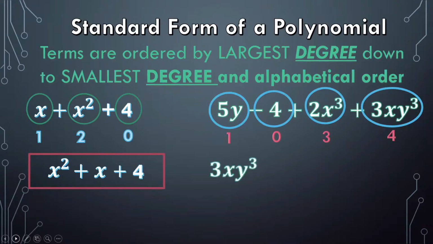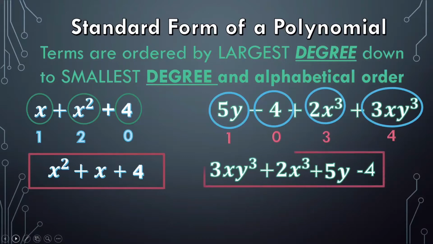So I'm going to start with 3xy cubed. Then I'm going to go with my 2x cubed, my 5y. But when you write this 4, it needs to be minus 4 because in the original, it was minus 4. So when we're moving them around, you want to make sure that if the term moves, it moves with the sign in front of it.